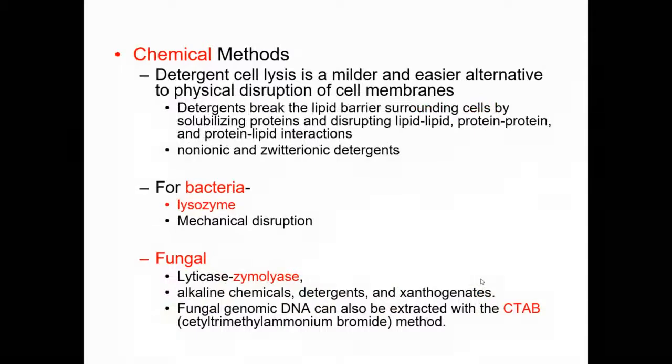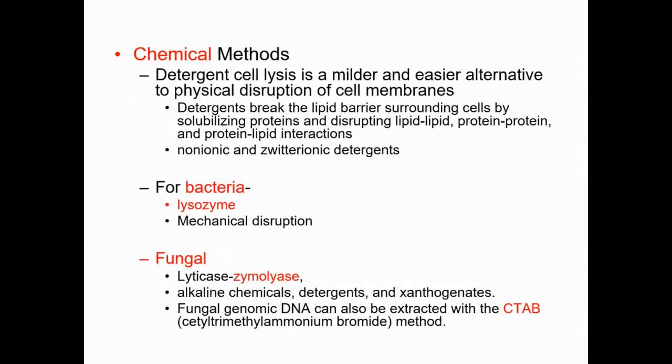Okay, and the chemical reagents. Here, lysozyme is the enzyme that can digest the cell wall. All right, and for fungi like yeast, you have to use a different kind of enzyme called lyticase. So for Saccharomyces cerevisiae, you have to use lyticase so that it can break the cell wall. And sometimes you can use CTAB, and this CTAB can also be used when you try to isolate DNA from plants.